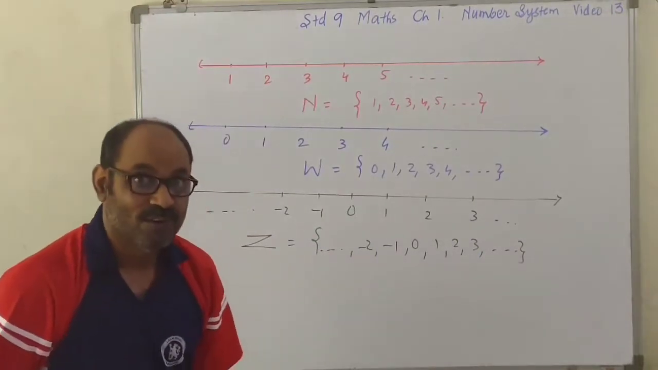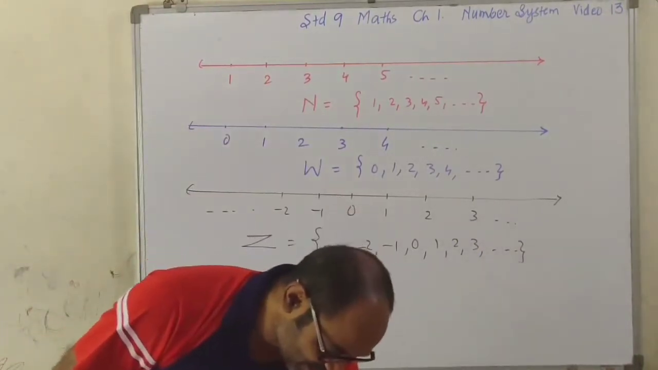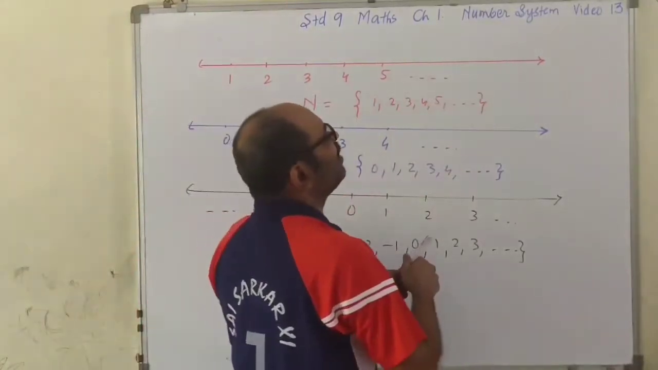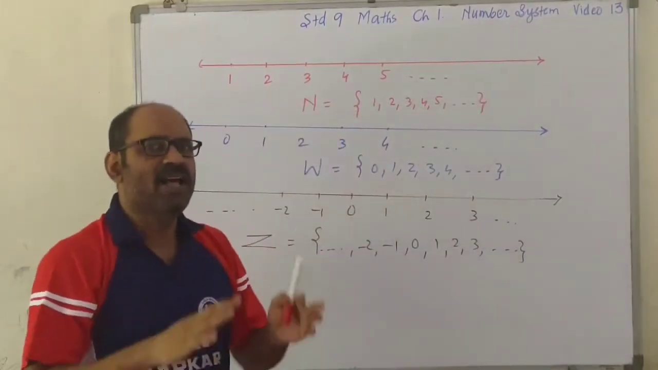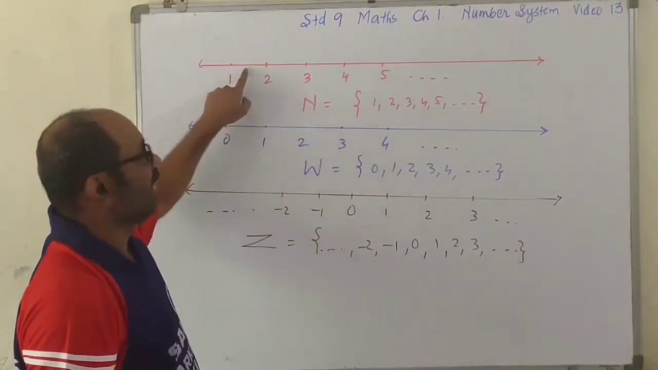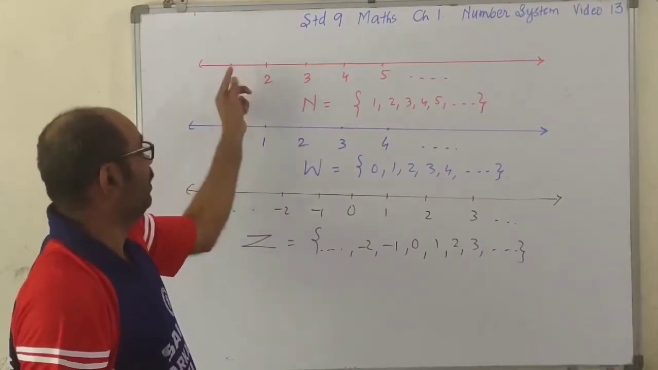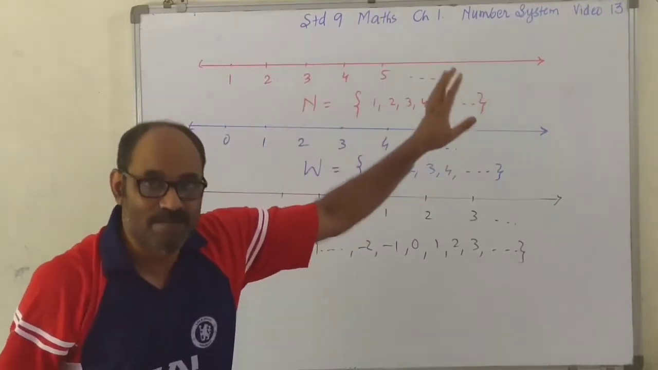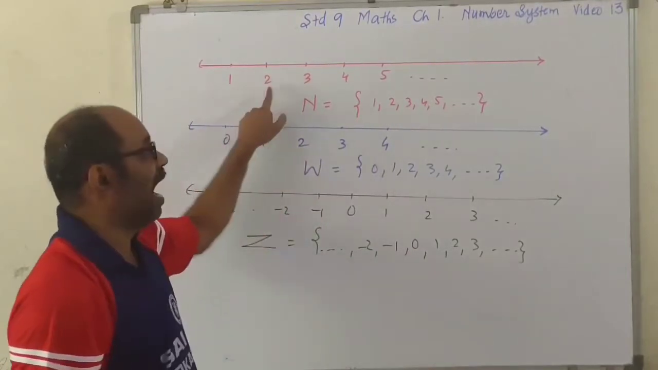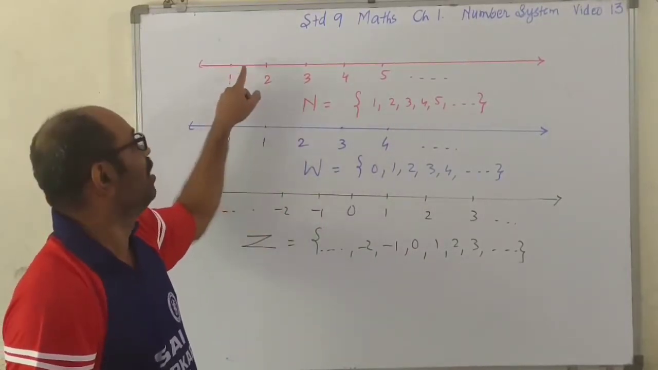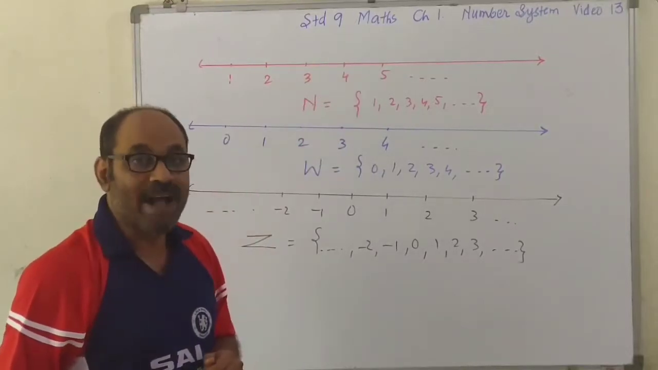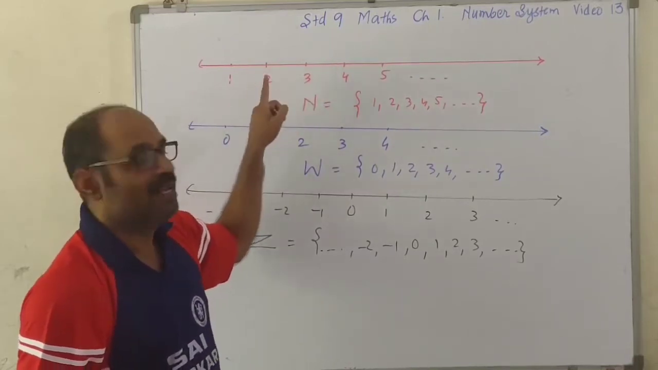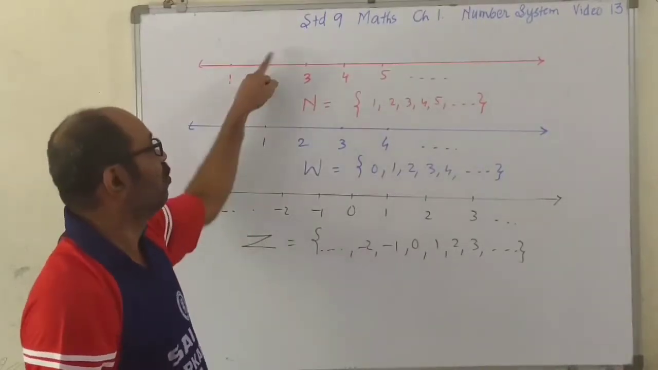This is the set of integers. Now you see, how many points are there on the number line? Kitne points hai? Infinite. Are there any points between 1 and 2? 1 and 2 ke beech koi points hai? Hai. So all the points of the number line are not occupied by natural numbers. Natural numbers do not occupy all the points. There are so many points between 1 and 2.